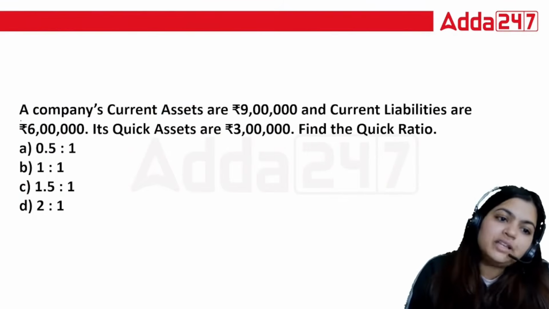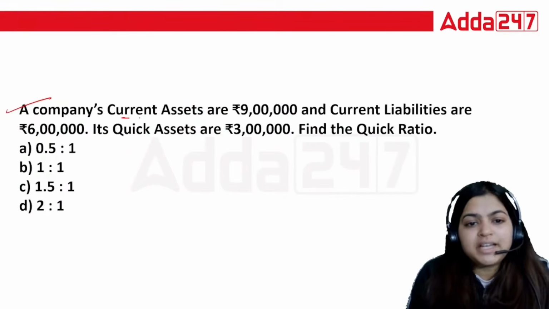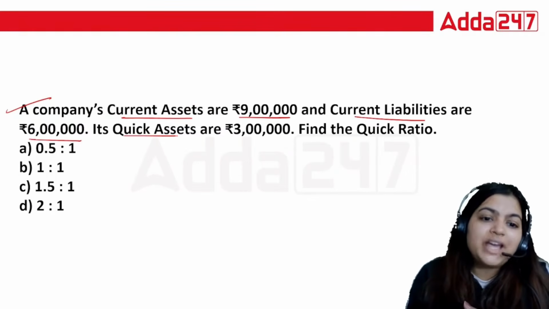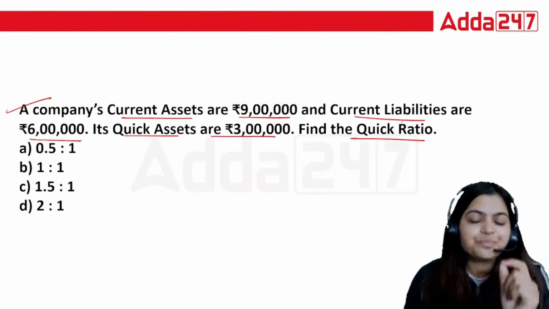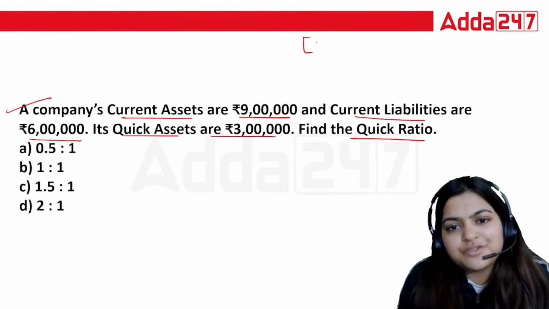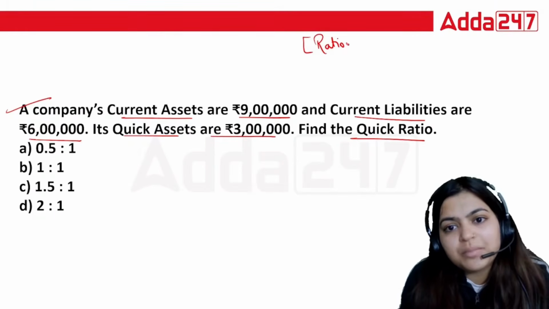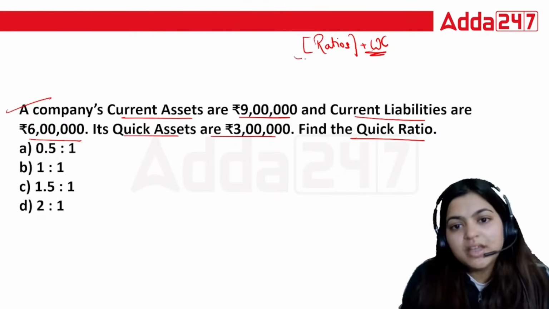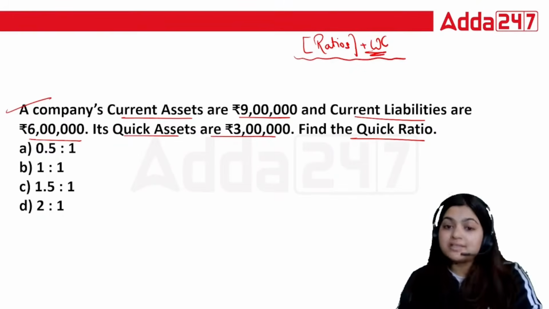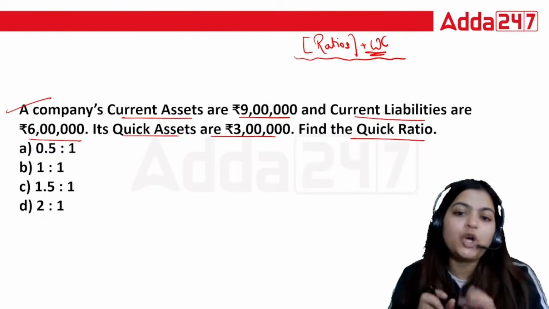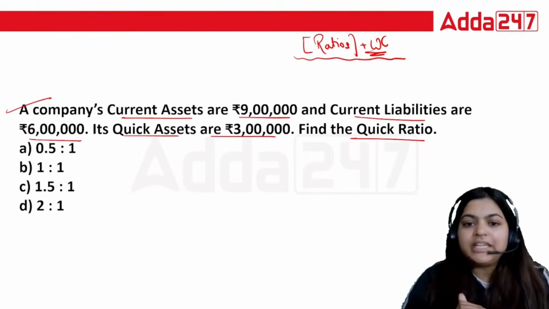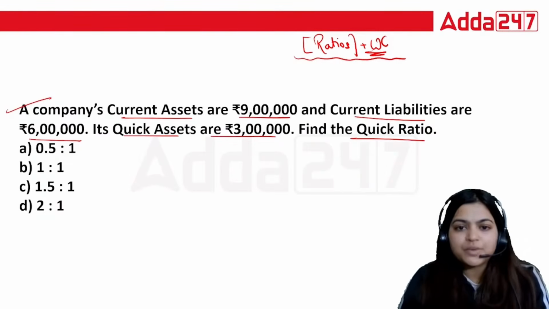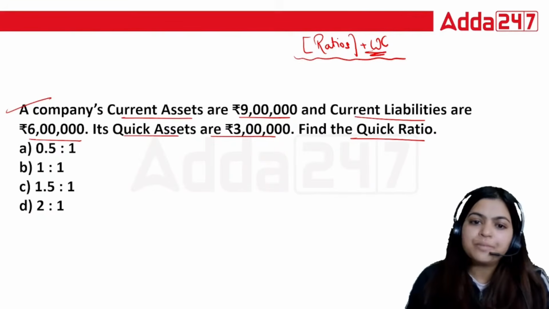Now, let's solve one more question. A company's current assets are 9 lakh. Current liabilities are 6 lakhs. Quick assets are 3 lakhs. Find the quick ratio. Again, this question is from ratios, but it is linking with working capital. Remember, in the exam, they are not going to ask direct questions. They are going to combine 2-3 concepts. So we need to understand the concepts first and then how to solve them.